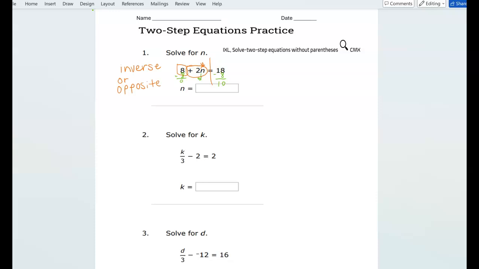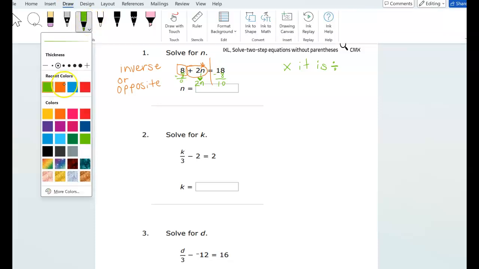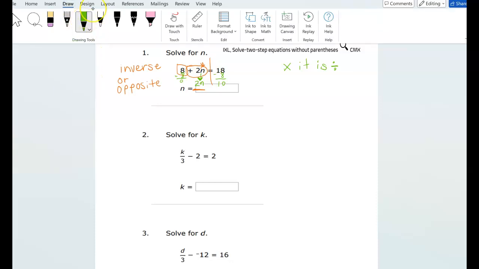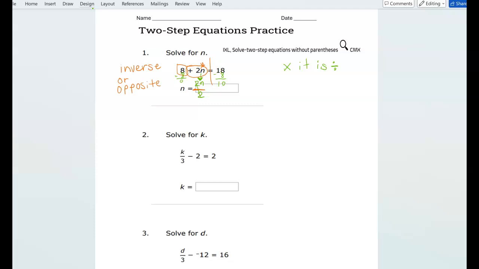And we're going to bring down 2 times n. Yes, we are multiplying. What is the inverse or opposite of multiplying? Well, it is division. Good job. And this is what division looks like in algebra. We have a divisor bar. That's our divisor bar. And we are going to divide by 2. 2 divided by 2 just gives us 1.